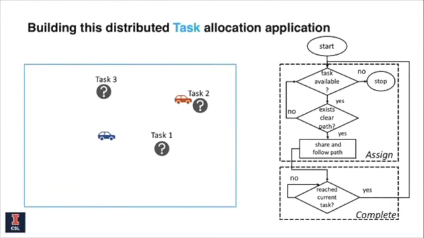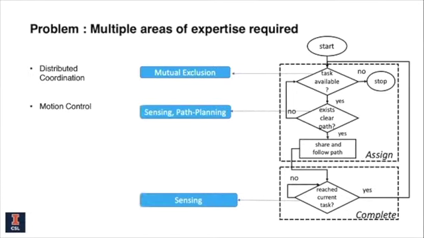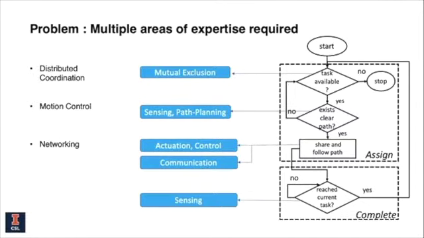So what are the problems with implementing this application? The problem is that there are multiple areas of expertise that are required for implementation. Checking the availability of a task in a shared list of tasks among robots requires expertise in distributed coordination, including concepts of mutual exclusion. Finding a clear path to the task requires sensing and path planning, and sharing that path to other robots requires communication between robots through networking.